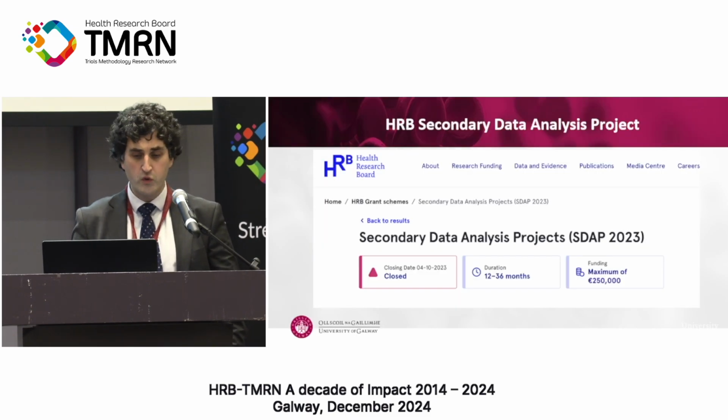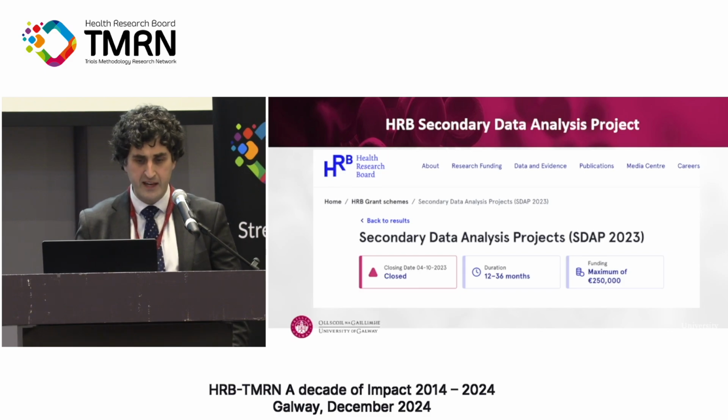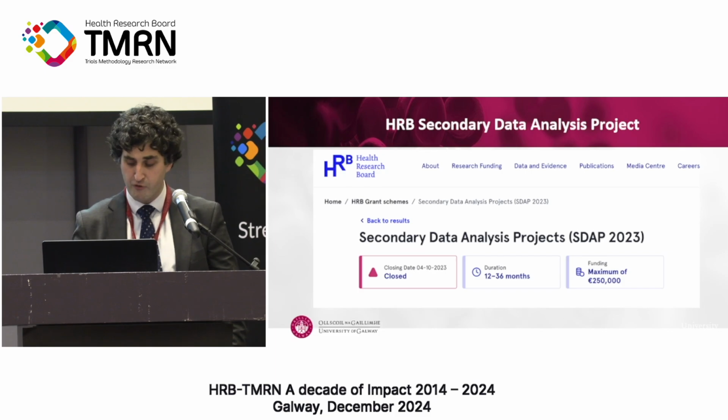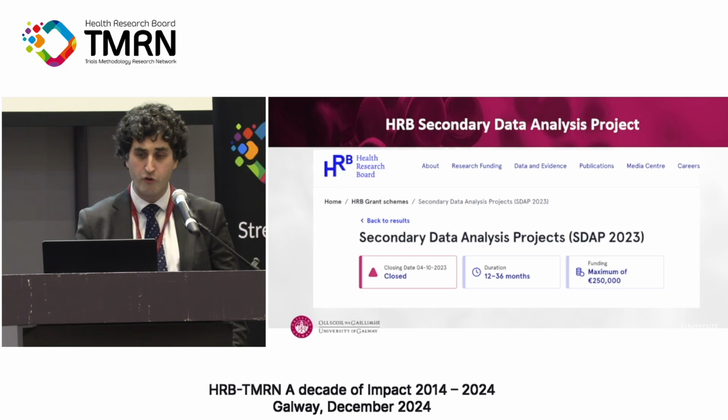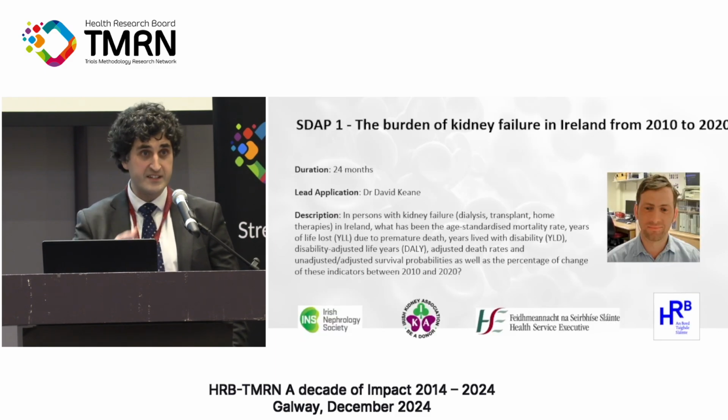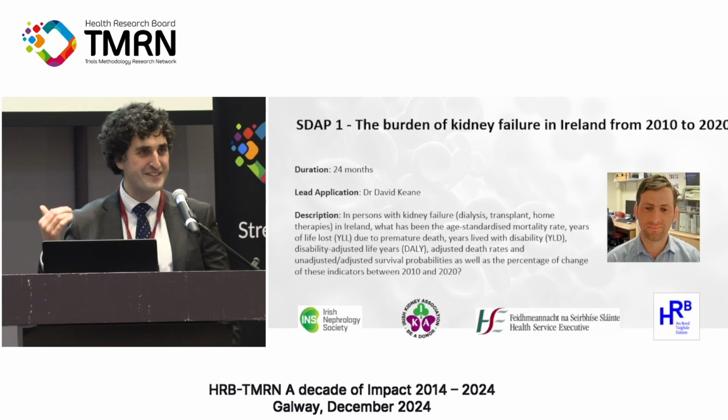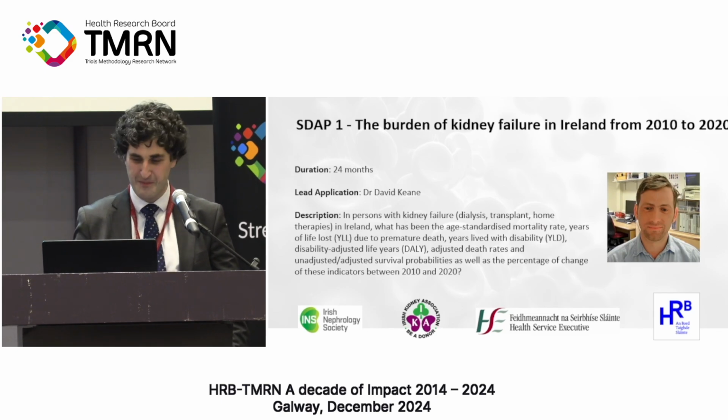mortality. So there's a grant call that many people will be familiar with, the HRB secondary data and analysis projects. And this is a 2-year grant of 250,000, and the idea here is to answer a research question with research data that's already been collected. So Dave Kane has just left, so he missed his picture up on the screen.